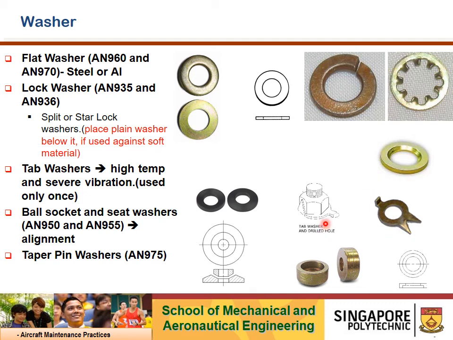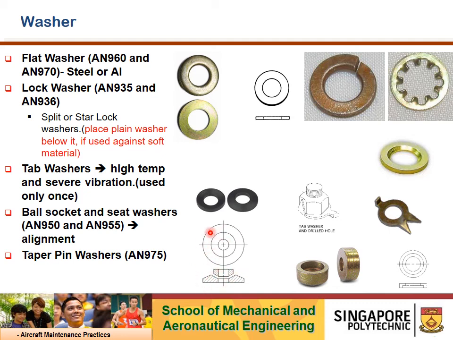Tab washer, which is also another locking device, is only used once. Once you remove it, you have to discard it. So it's used where there is high temperature and severe vibration environment.